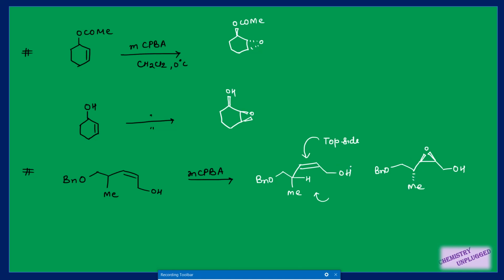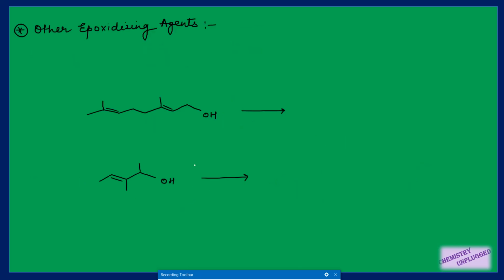So as I have said earlier, if you want to go into detail on other examples, you can watch Houk's model in the Clayden book summary. I will provide the link of that particular chapter in the description box, so you can watch it there. Then we will move to other epoxidizing agents.